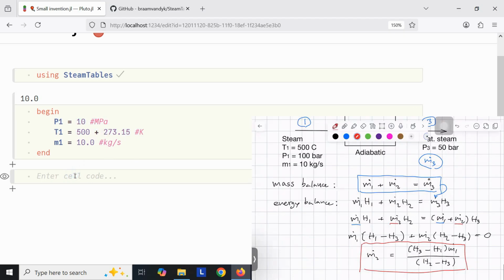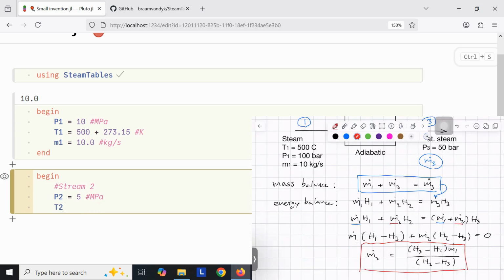I'm going to repeat entering the condition for other streams, stream 2 and stream 3 as well. So let's put it in block again. So if I put a comment for stream 2, hit enter, then I can enter pressure P2 equal to 5 megapascal. Temperature T2 of 20 degrees Celsius. Change into Kelvin.